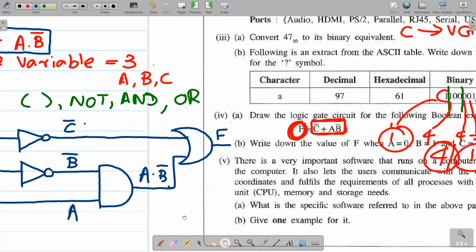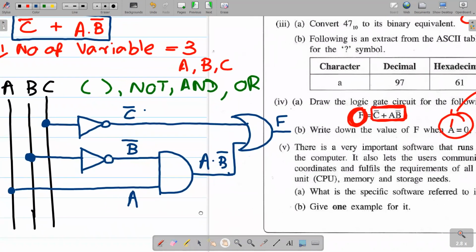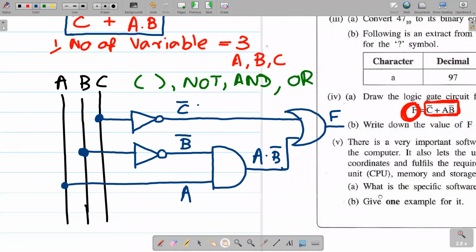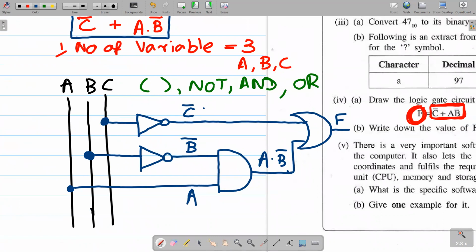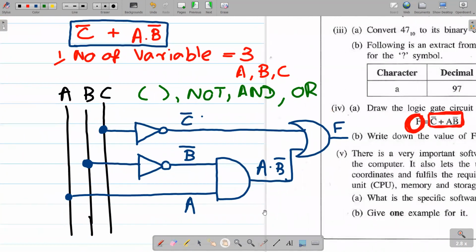In the fourth number, part B, it says write down the value of f when a equals 0, b equals 1, and c equals 1. So what we can do is argue that with the circuit. So a equals 0, b equals 1, and c equals 1. Yes, A is 0, B is 1, C is 1.